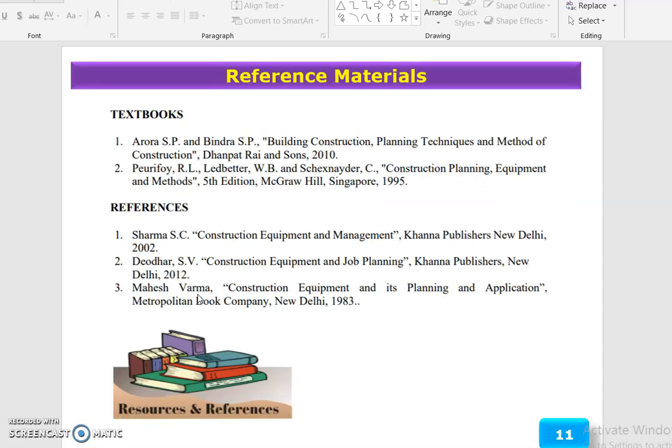Finally, these are the reference materials. Through the reference textbooks, you can refer to some more machinery and how they perform in demolition techniques. If you need any clarification, please come to me, then we will discuss it further. So, that's all about our unit 2. Thank you.